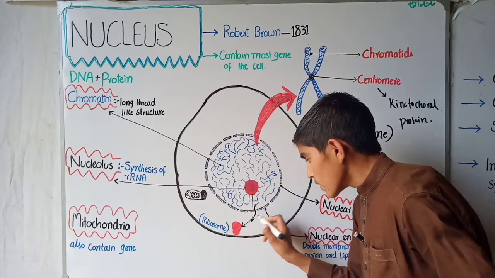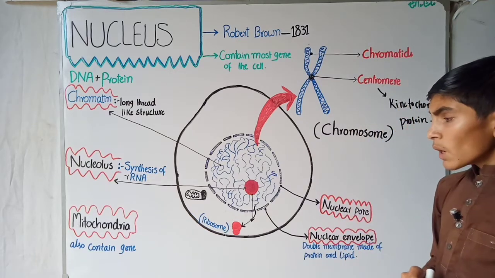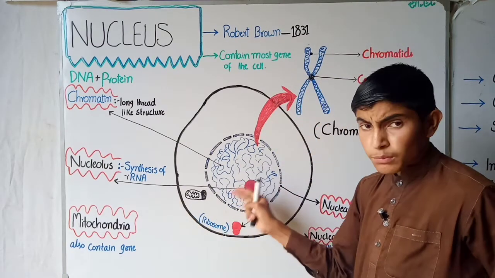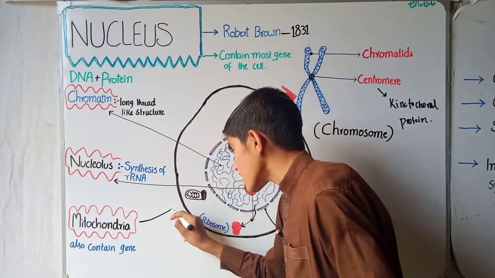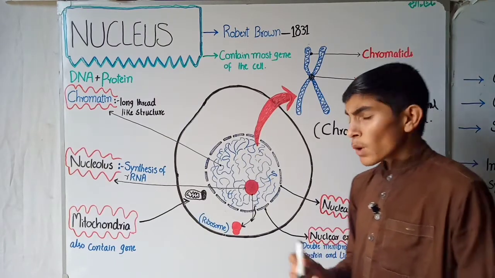You can see here this pore. These pores are called nuclear pores. Now, this genetic material, as we mentioned, is also found in the mitochondria. Mitochondria also consist of genetic material. So we're talking about the genetic material.